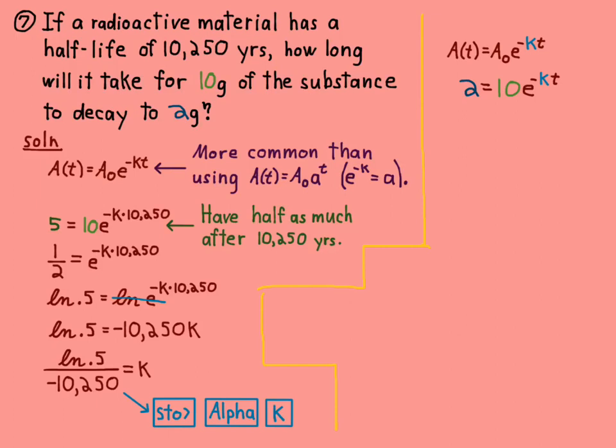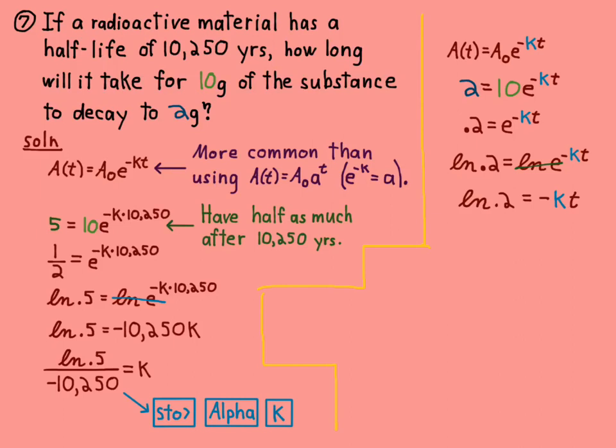So the rest of the problem says, how long will it take for 10 grams of the substance to decay to 2 grams? So again, I have 10 grams as my initial amount, but my final amount, instead of being 5, will be 2 grams. So I type that out. That gives me 0.2 equals e to the minus kt. ln of both sides, right? ln and the e cancel. ln 0.2 equals minus kt.